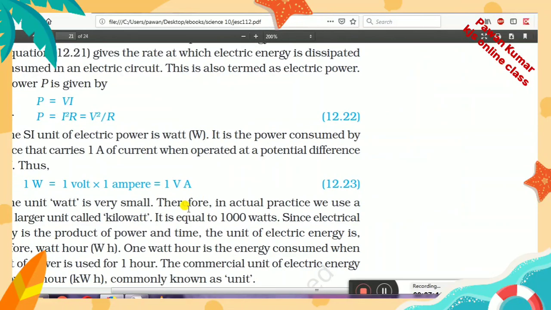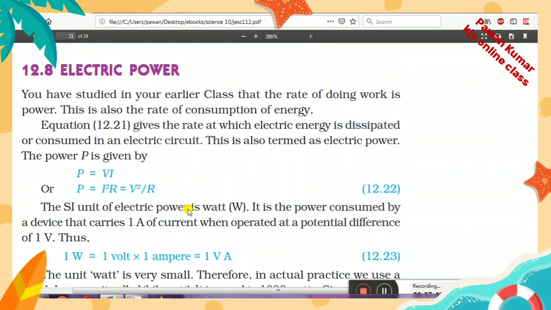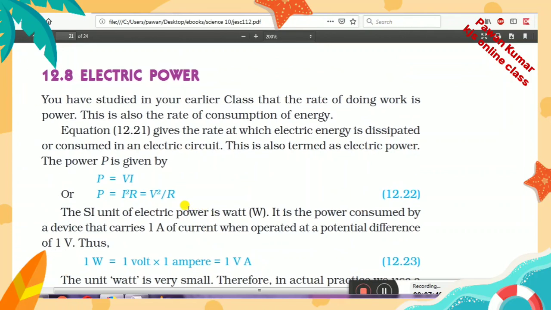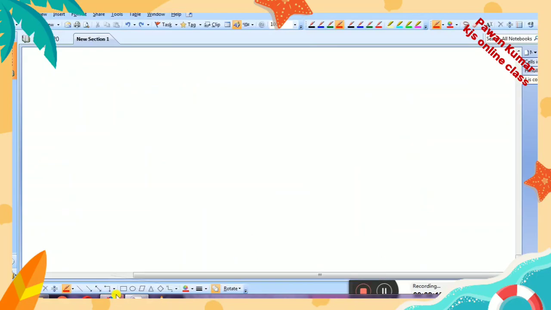Now the next topic you have here is electric power. As you can see here, electric power, this topic already I told you, the rate of energy dissipated, or you can say the rate of consumption of energy. If you will consume anything, it get waste, right? And the same I told you earlier. After this, you can see power formula is given by VI, I square R, V square upon R. These all are the formulae of power. How can you say these are the formulae of power?